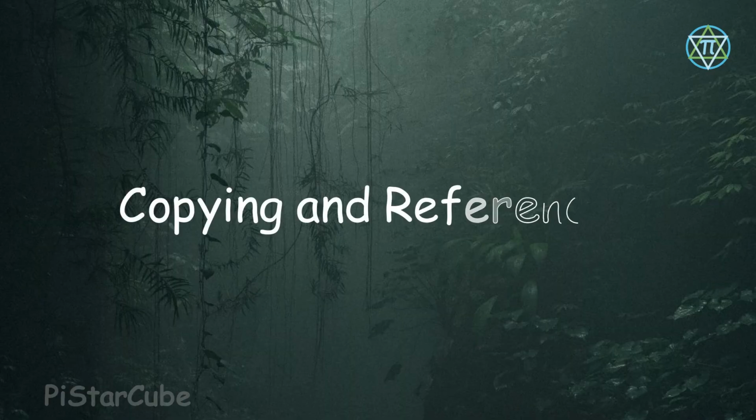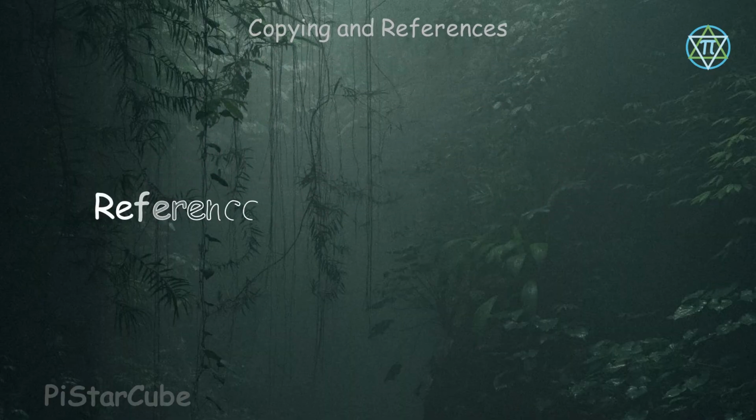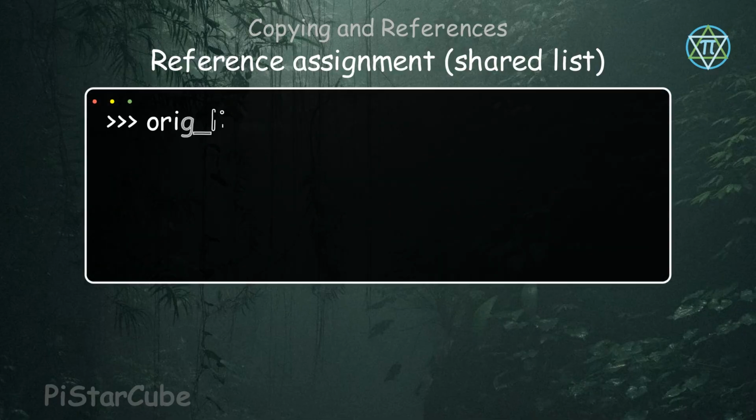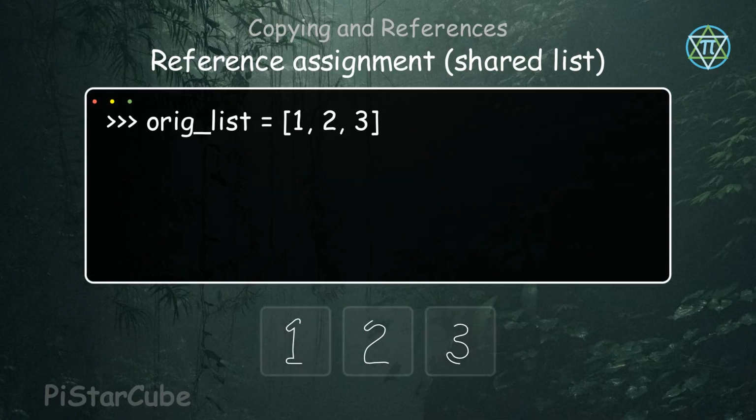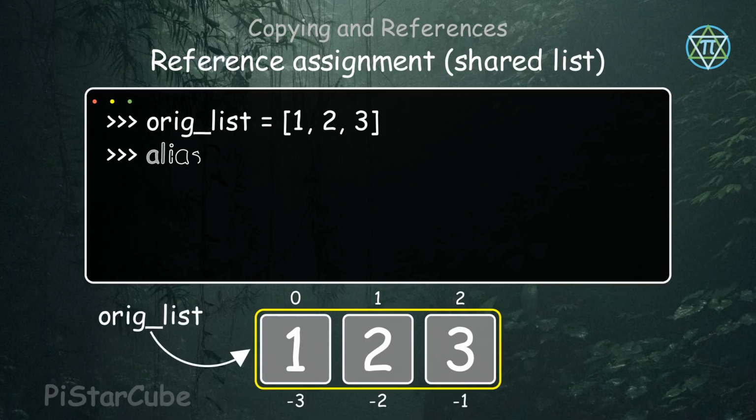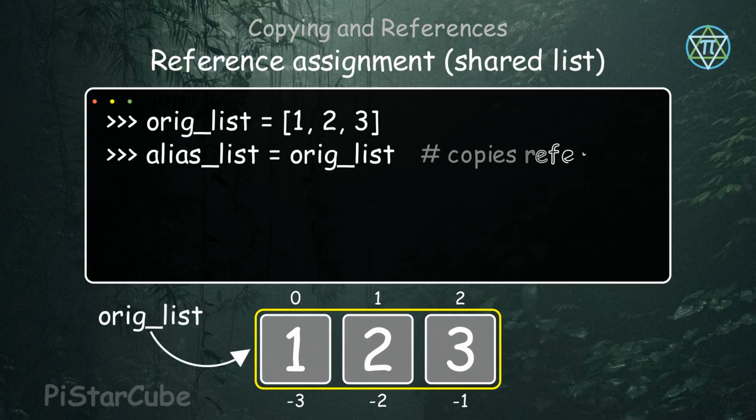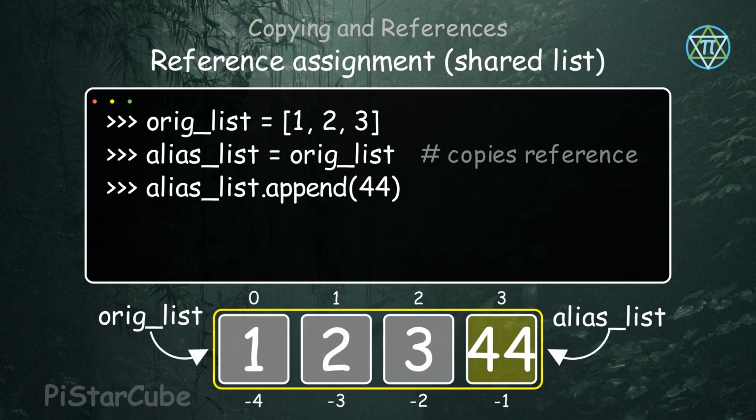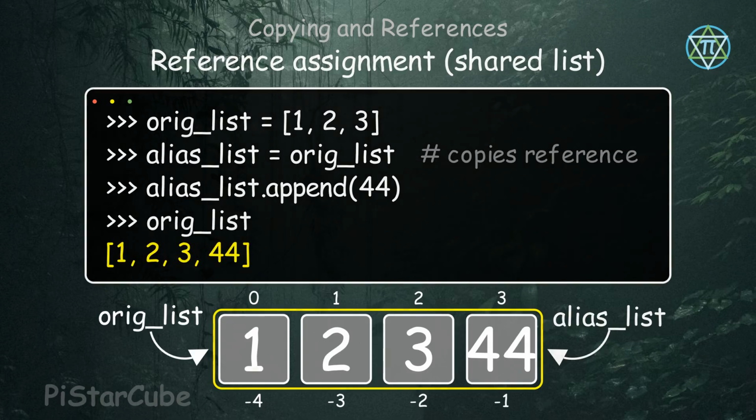Now, let's talk about copying and references in Python lists. We start by creating a list called original list and then assign it to alias list. This doesn't create a new list. Both variables now point to the same list in memory. So when we append 44 to the alias list, it also shows up in the original list. This is called reference assignment, where changes affect both the lists, as you can see on the screen.